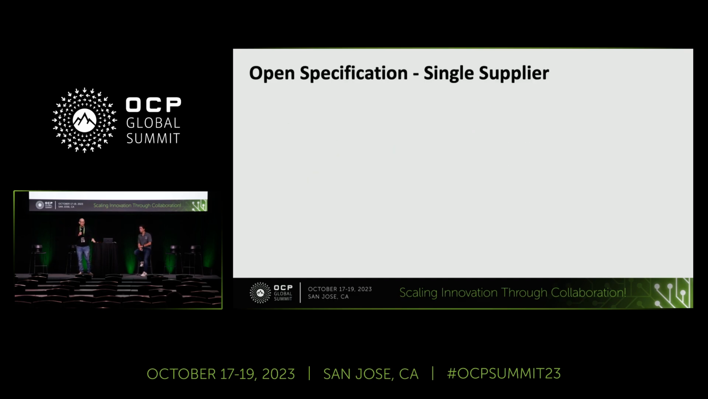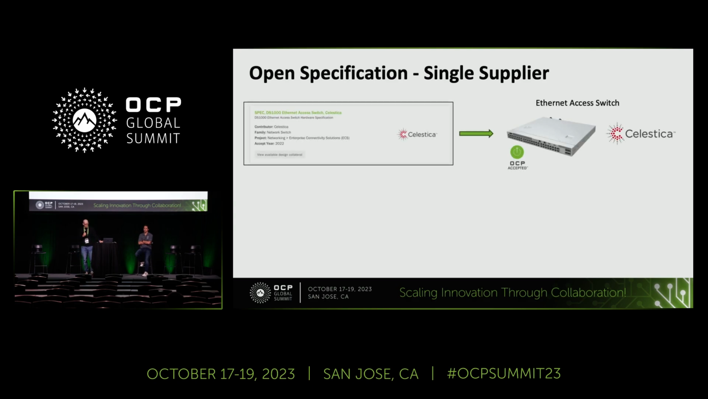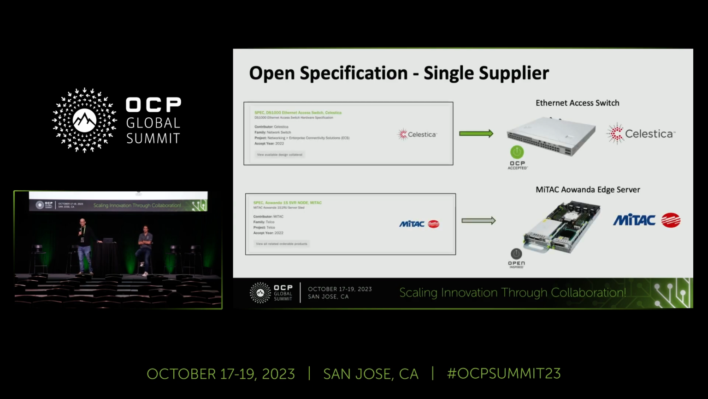I'm going to go through just 3 or 4 examples of what you can find today on the marketplace and how it got there. So this is a good example of an open spec with a single supplier. And what Rob had mentioned is we do have several of these. It's 2 examples. The top one is a switch. Celestica, the vendor, wrote the specification, and they made the subsequent product. And they disclosed the design files. So everything is open there.